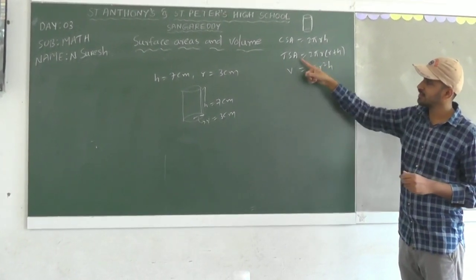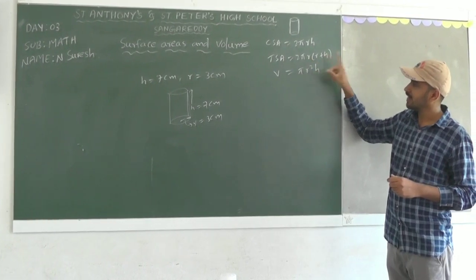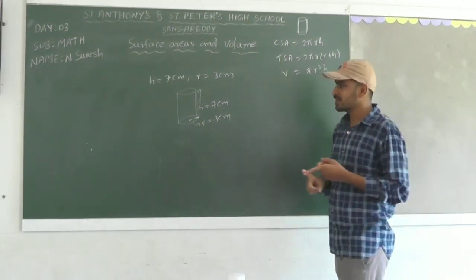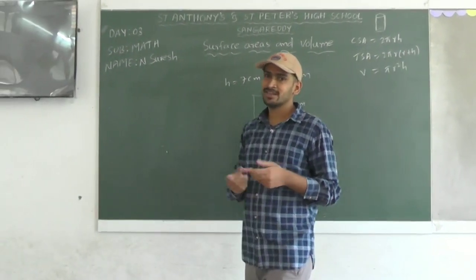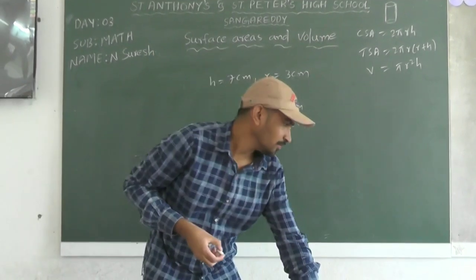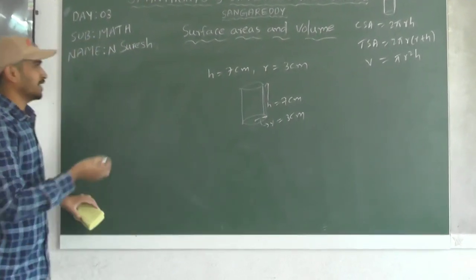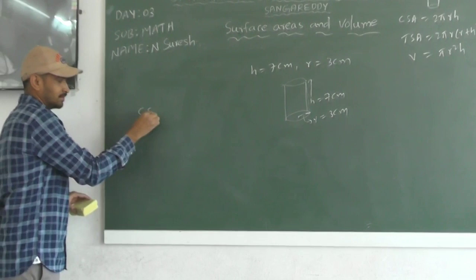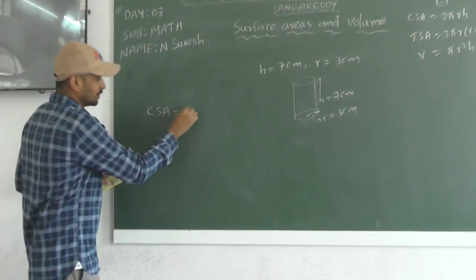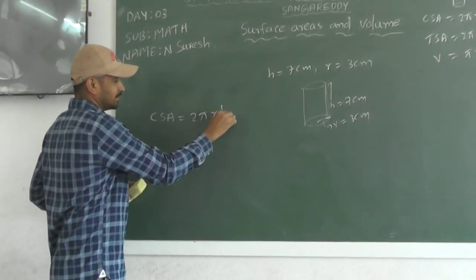You can also observe TSA has unknown values r and h. In volume also r and h. If you know the height of the cylinder and radius of the cylinder, we can easily find the CSA and TSA values. So first we have to find CSA. Curved surface area of the cylinder equals 2πrh.